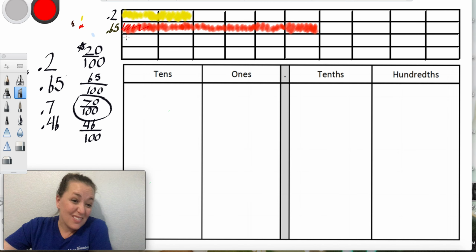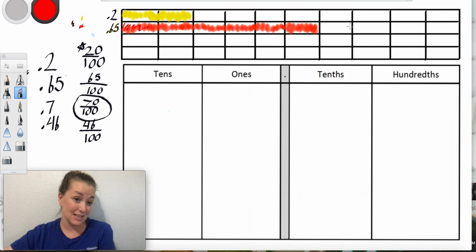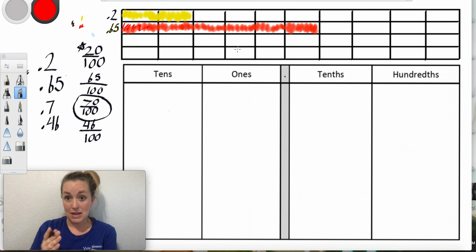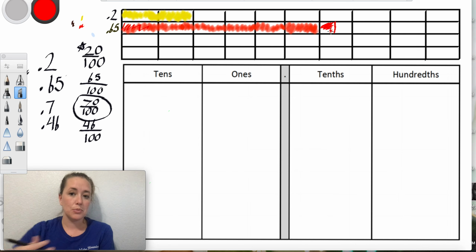Now, again, if I really needed to get very, very specific, I could cut this 10th piece into 10 smaller pieces to represent hundredths. I don't need to get that specific because I know I have 5 hundredths, and that means that it is right in the middle. So I'm just going to draw a line right in the middle, and then I'll shade in the rest. So this right here represents 65 hundredths.